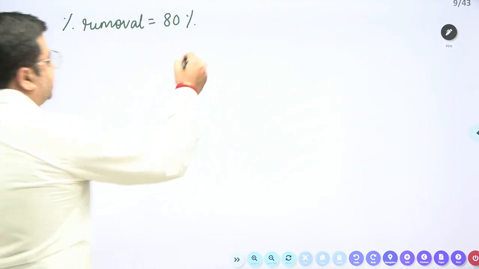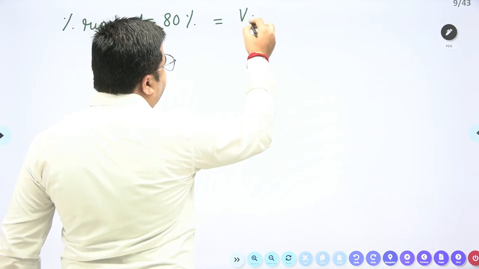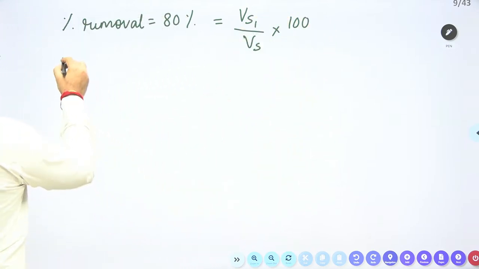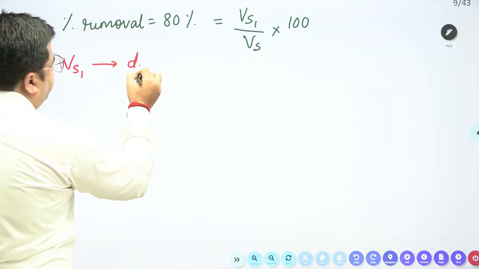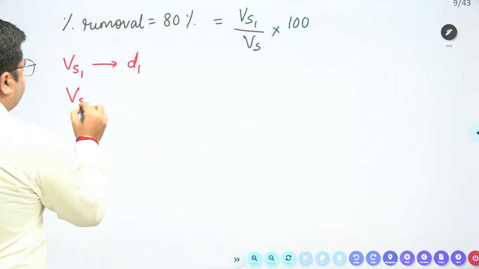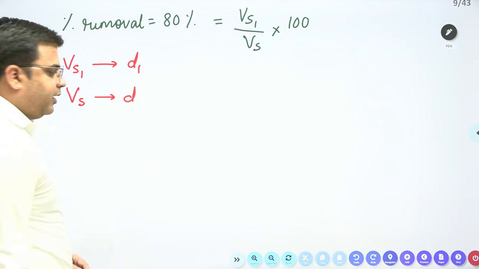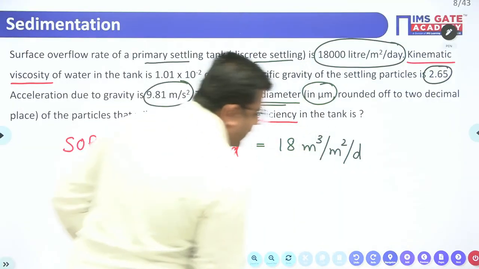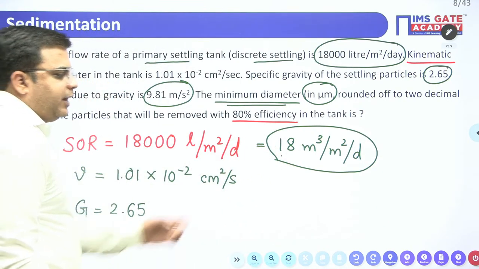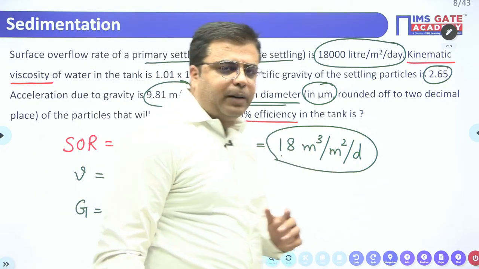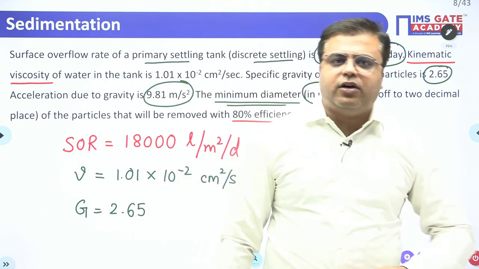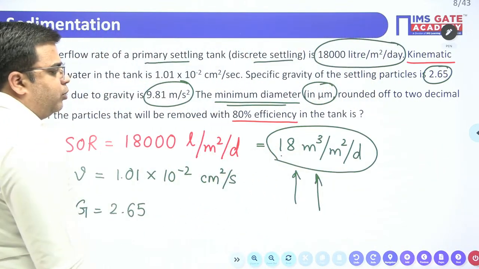For doing that, I have this expression that percentage removal is equal to VS1 divided by VS into 100. Now this VS1 is the settling velocity of particle of size less than the concerned size of the particle. And this VS is the settling velocity of our concerned size of particle, right? This VS is given as 18 meter cube per meter square per day. This surface overflow rate is nothing but the settling velocity of our concerned size of the particle, right? So Vs is given as 18 meter cube per meter square per day.